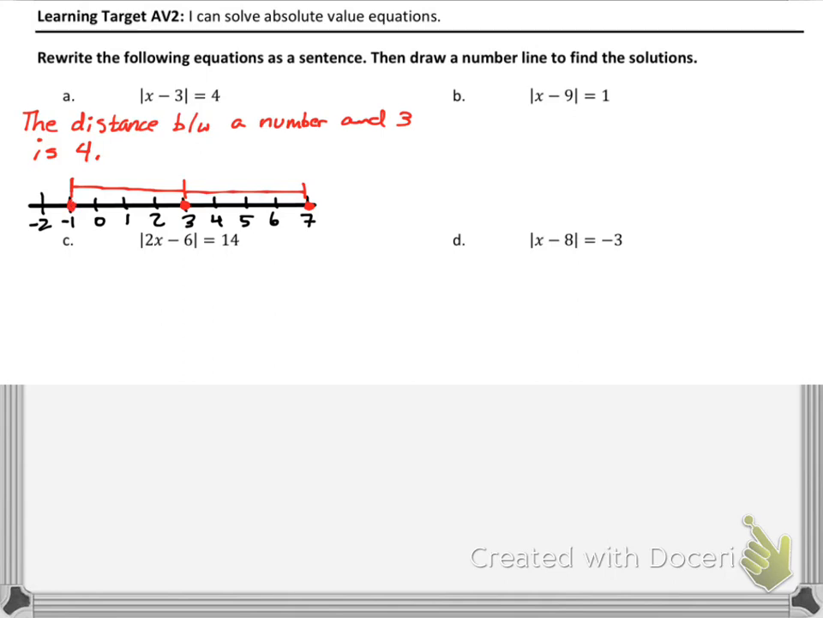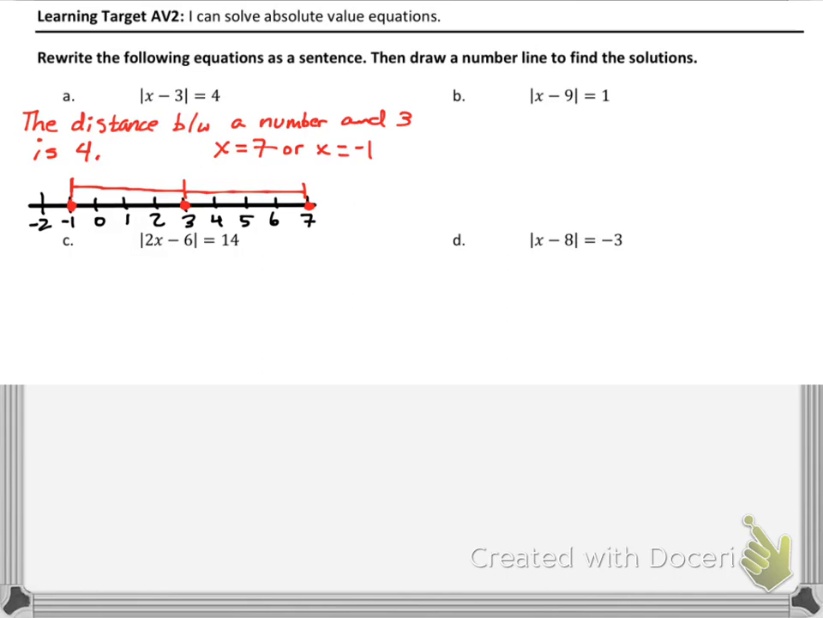So the point is that it doesn't specify which direction you're going. It doesn't specify if you're going more positive, or if you're going more negative. All it says is that the distance between this mystery number and 3 is 4 spaces. So I actually have 2 solutions here. x can equal 7, or negative 1. Depends on which way I'm going. And since it doesn't specify, I don't really know which one.